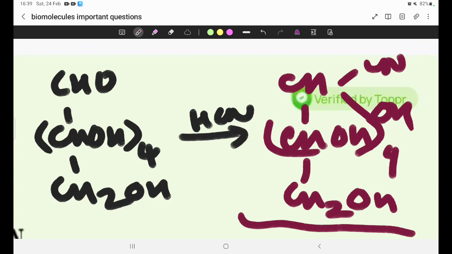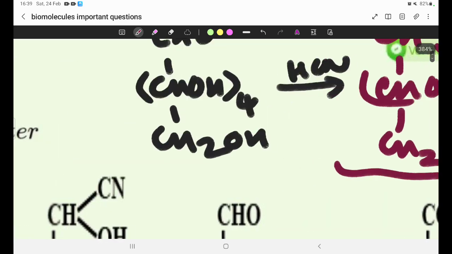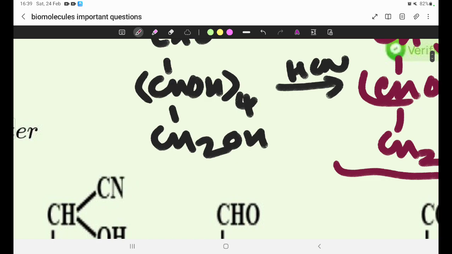Now, why do we need to add HCN to glucose? There will be some type of question, right? Why does glucose react with this HCN? Because here, if you see, glucose reacts with HCN, this is a cyanohydrin, to give these things. Now, give me a minute. I'm not able to write anything here. Okay. Why does glucose react with HCN?